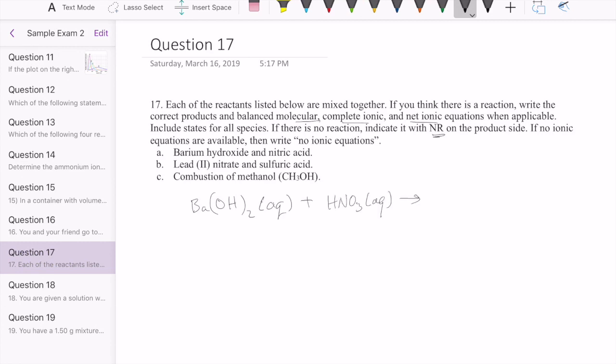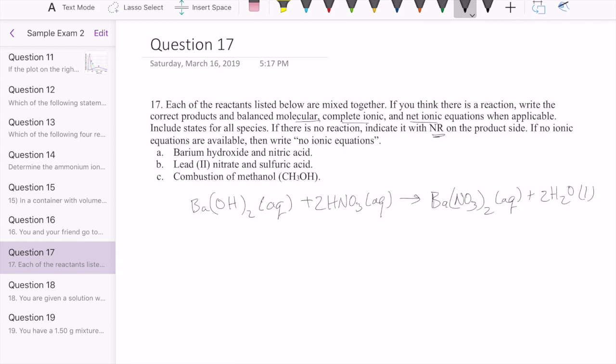So this is of course your standard acid-base reaction. It's also a double displacement reaction, so I can find the product by swapping my cation with the anions, giving me the equation. If I balance it, I put a 2 there on the water because I'm going to need a 2 here also on the nitric acid. So that's the molecular equation.